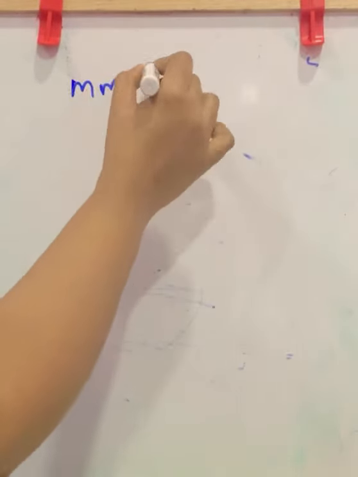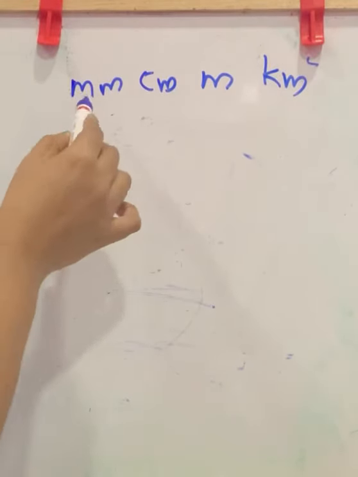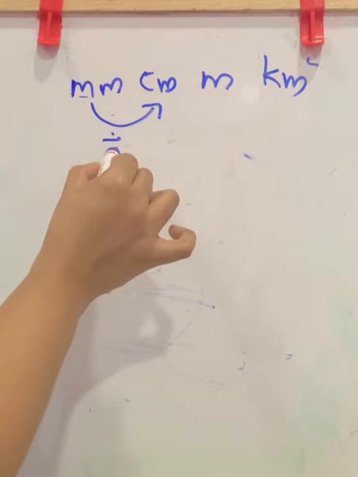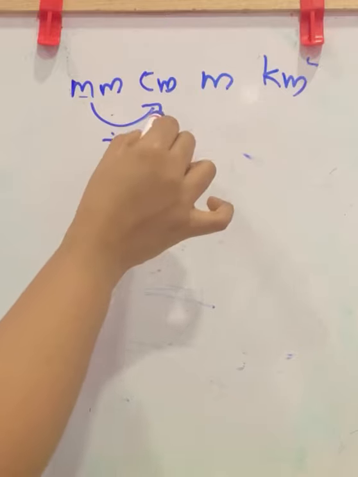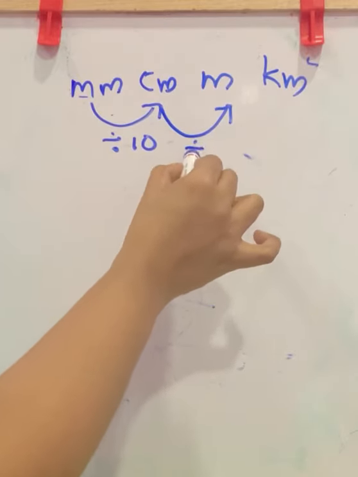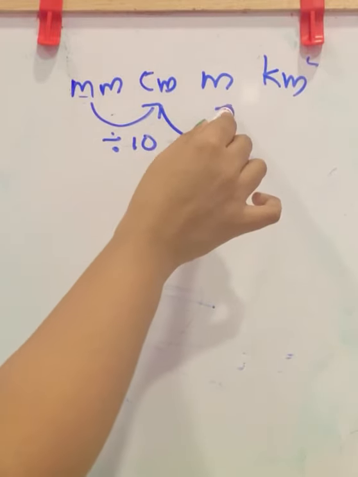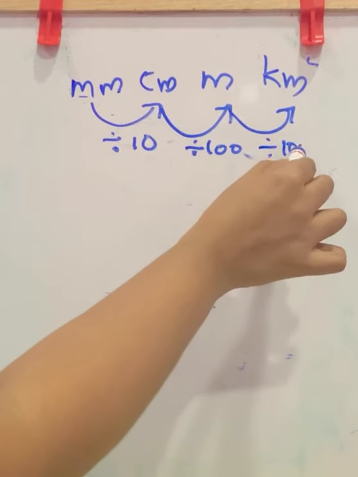Millimeter, centimeter, meter, kilometer. These are the lengths. Now if you want to convert millimeter to centimeter, you divide by 10. If you want to convert centimeter to meter, you divide by 100. If you want to convert meter to kilometer, you divide by 1000.